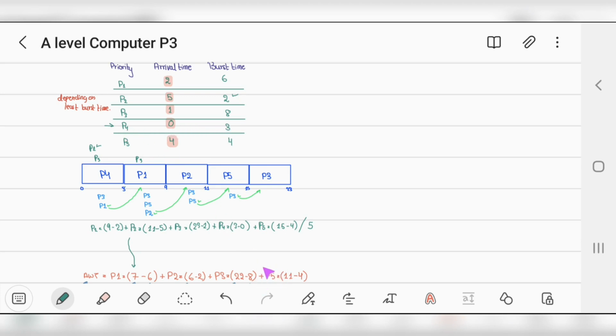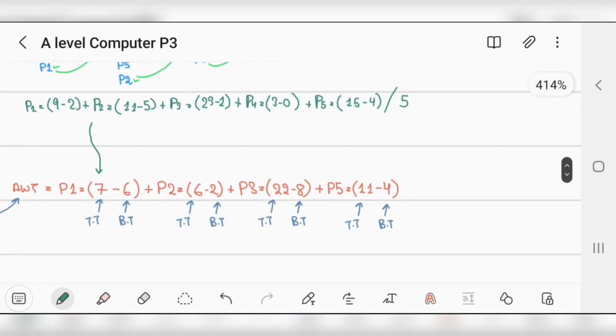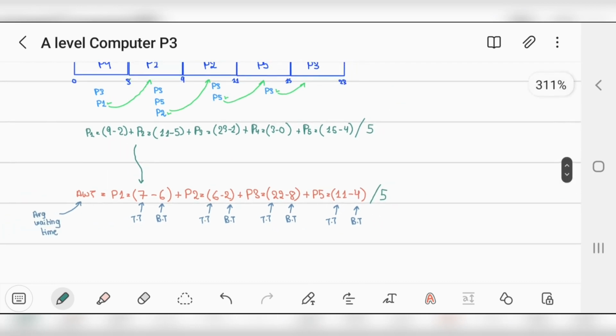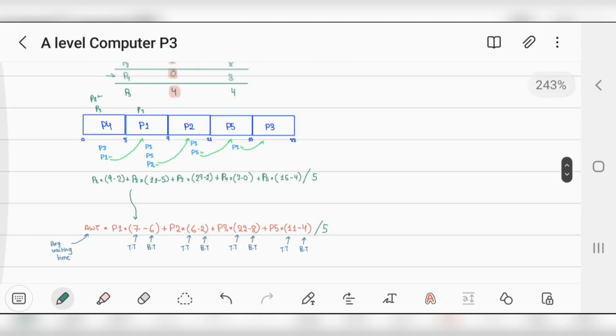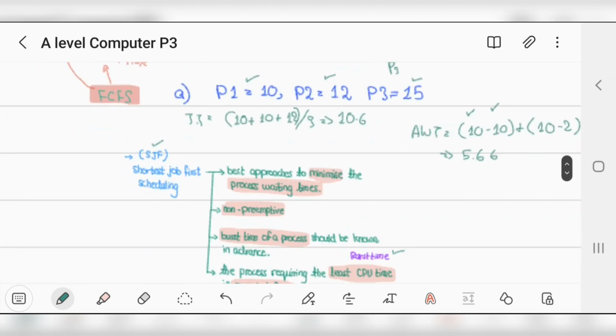That's why I haven't written it down. For P5, the turnaround time is 11, minus the burst time of 4. So I've already calculated this, and then you just divide this by 5 and you have found the average waiting time as well. So this is your SJF.